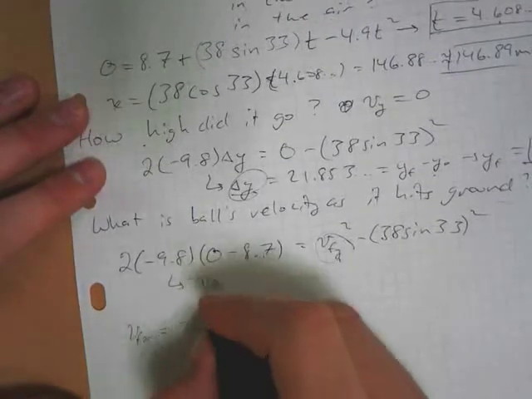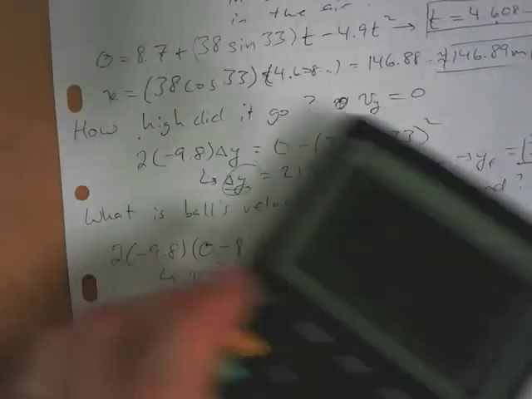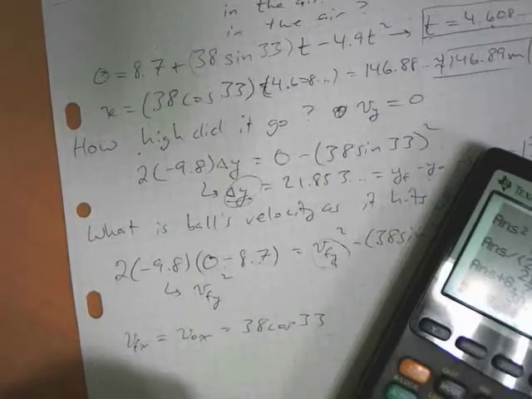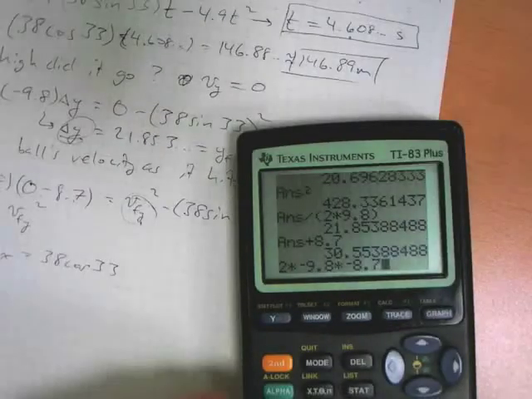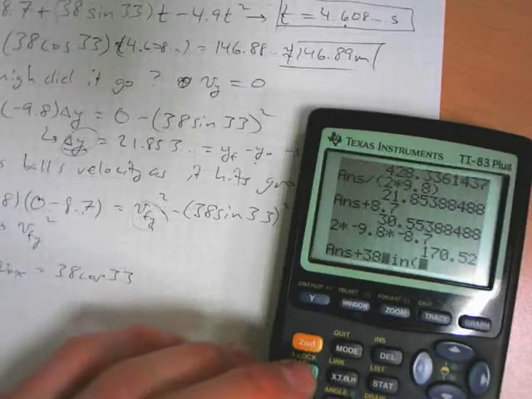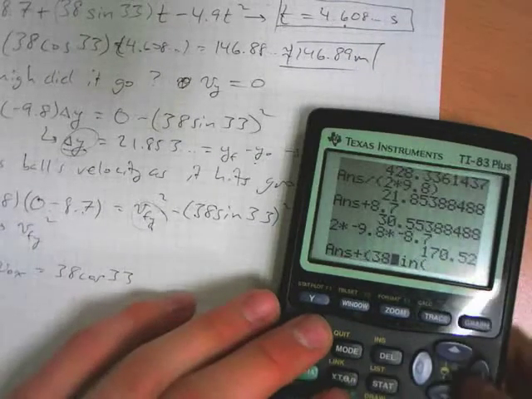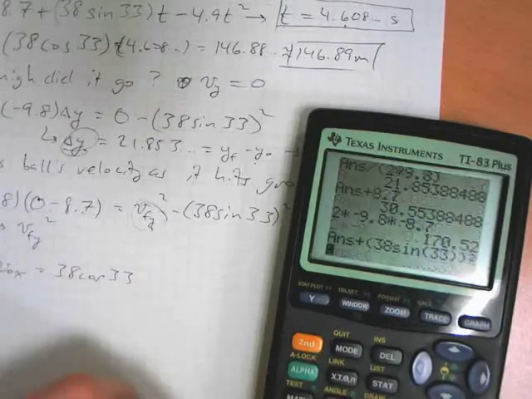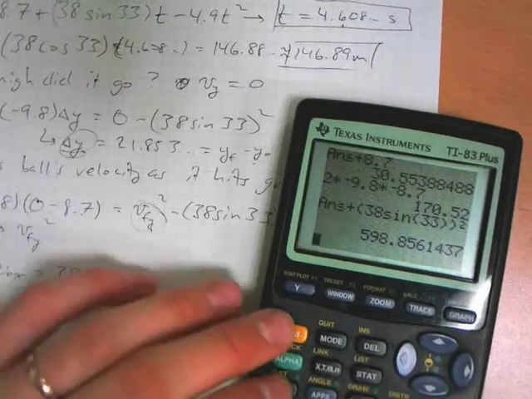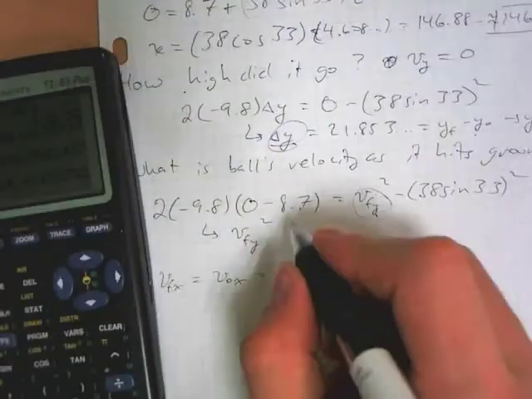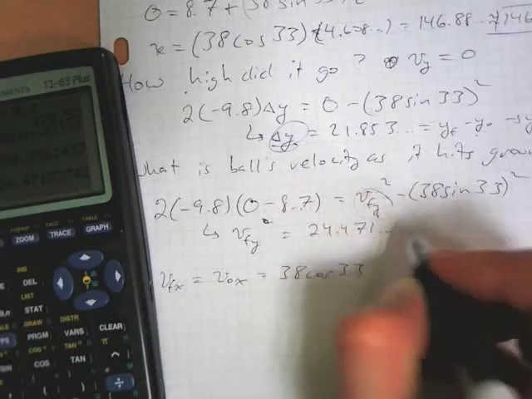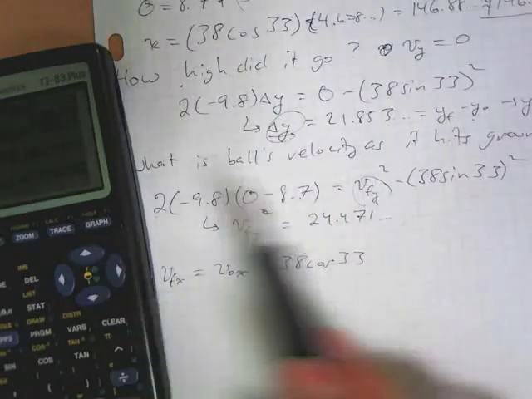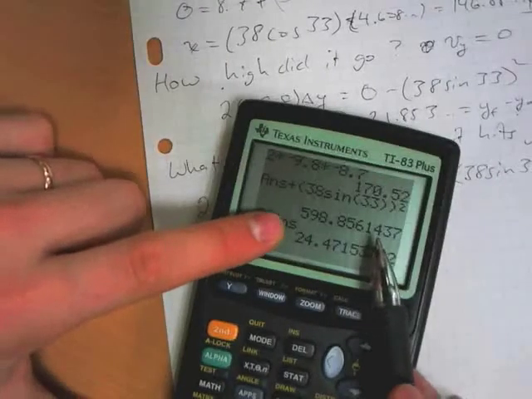If we do some algebra there, what do we have? We've got 2 times minus 9.8 times minus 8.7, plus (38 sine 33) squared. And that's equal to v final y squared. So we square root that, and we get our v final y. Our v final y is 24.471, etc. Okay, but remember, since v final y squared equaled 598, it could be plus or minus 24.